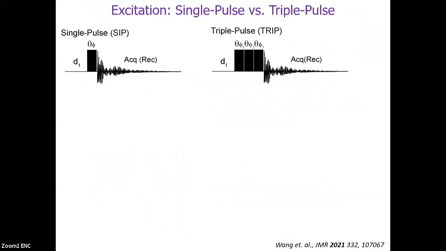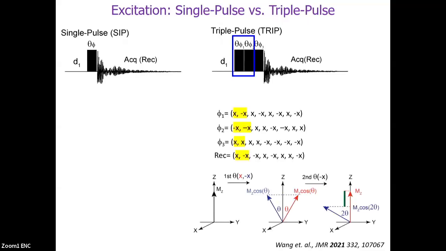In light of a recent publication by Ri Chang featured in the JMR, he introduced a new pulse sequence, the triple pulse, as opposed to the single pulse sequence. And how does this work? Basically, the trick relies on the first two pulses. The third pulse basically serves as a flip pulse for the signal observation.